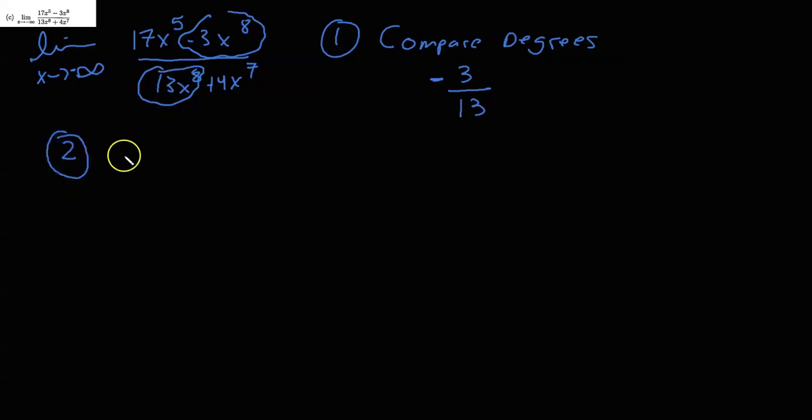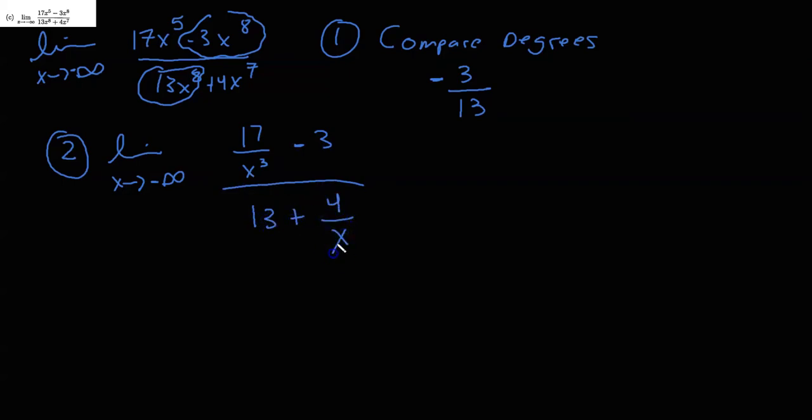So you would divide by the largest exponent in the equation, which is negative x to the power of 8. If I want to pull that out from everything, well, divide everything by that, I would get 17 over x cubed minus 3 over 13 plus 4 over x.